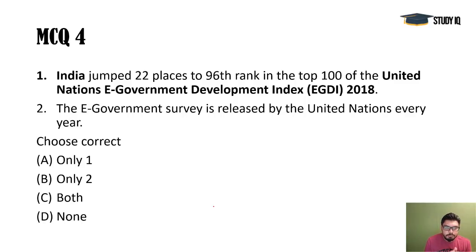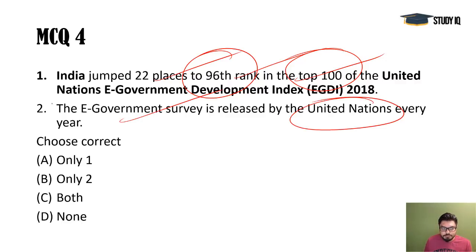Next, India jumped 22 places to 96th rank in top 100 of the UN E-Government Development Index. That's correct. India has jumped from a place to 96th rank, that is under top 100. And although it's a good jump from the last place, still India is at 96th place. Okay, and e-government survey is released every year by United Nations. So this is wrong. It is not every year. Every 2 years they launch it. So this is wrong and first is correct. So only one is the correct answer.